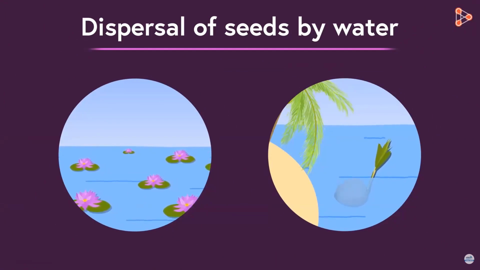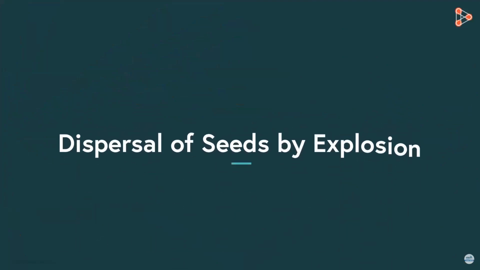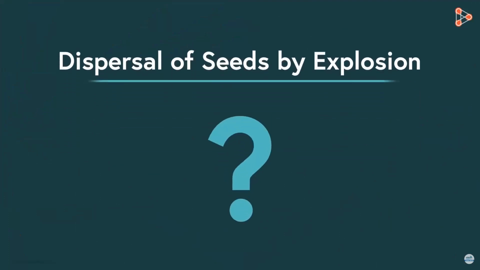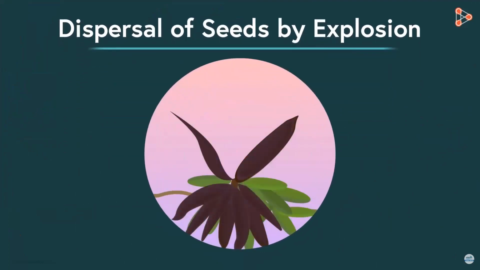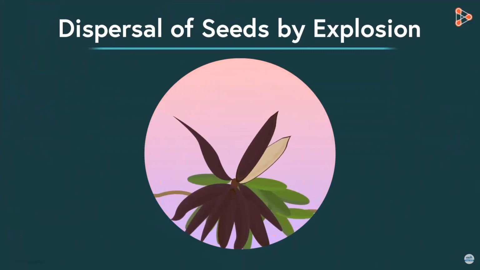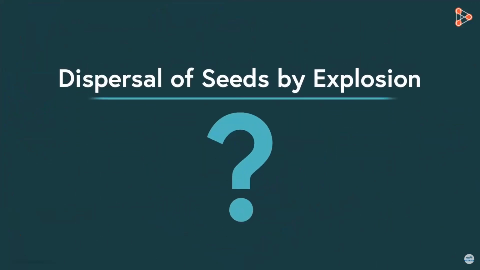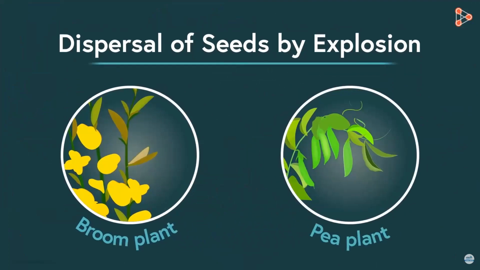What is the next type of dispersal? Let me name it for you. It's called dispersal by explosion. Did I just say explosion? You heard me right. Then what exactly explodes in a plant? In some cases, fruits or pods containing seeds burst on their own. The pods dry and split open suddenly with considerable force, which throws the seed at a distance. What are the examples of such type? We have plants like broom and peas which belong to this category.